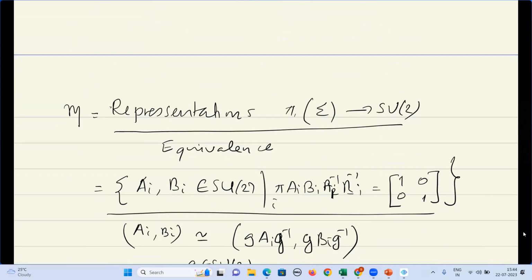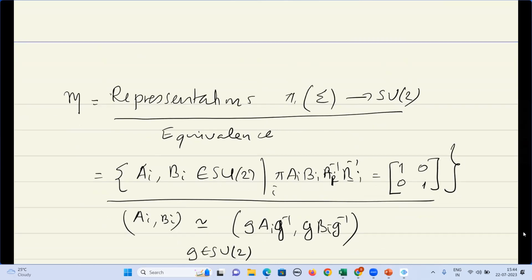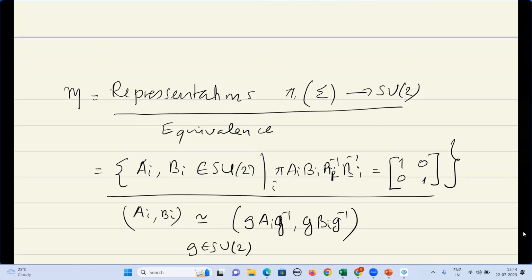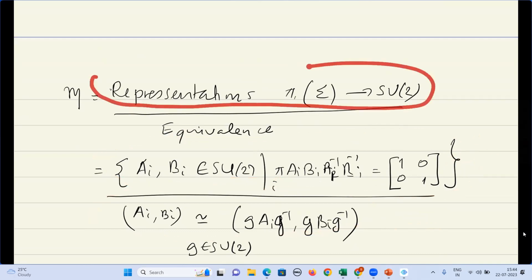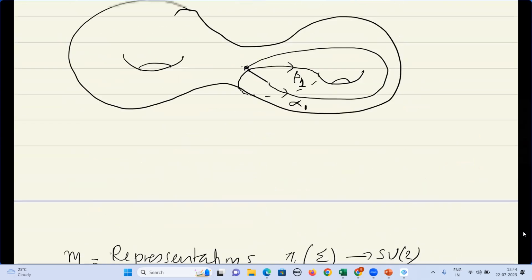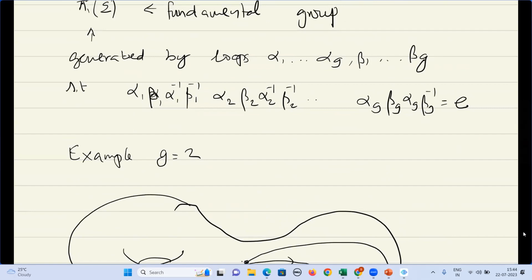So now, what would be a representation of pi1 of sigma into SU2? Forget the equivalence for now, because the moduli space is representations up to equivalence. That is what I have expressed in this set theoretic fraction that you see here. There is a set here, and there is an equivalence relation here. But let's forget about the equivalence relation. Let's just look at the numerator of this and try to understand that. That is just the space of representations of pi1 into SU2. Remember, pi1 is this free group generated by these symbols or these paths.